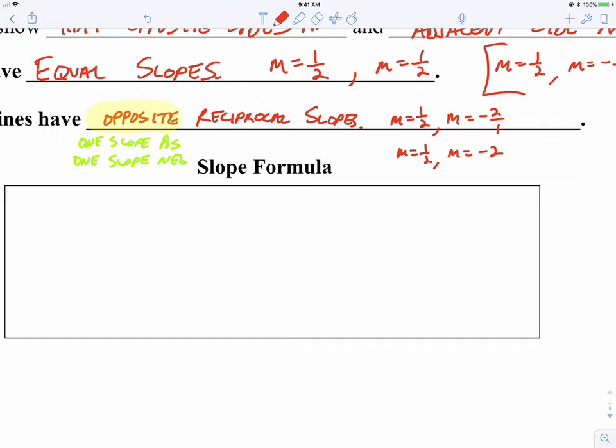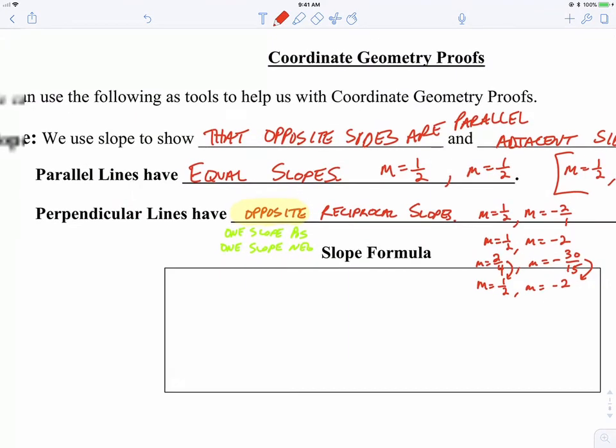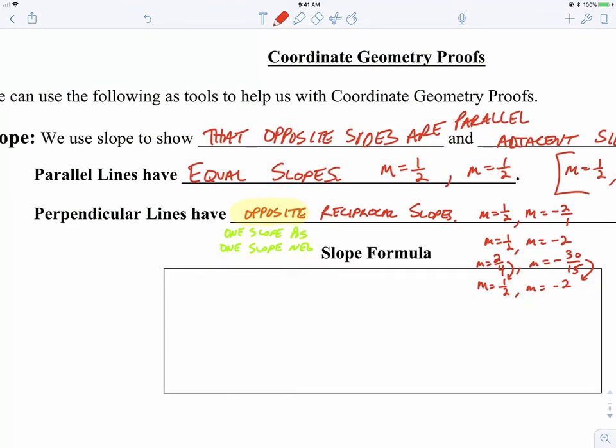Also keep in mind that you may see something like this. If I make this one negative, those are also opposite reciprocals. They might not look like it at first. You have to reduce your fractions. So if I reduce 2/4, I get 1/2. If I reduce -30/15, I get -2. So that's how you use slopes to decide if sides are parallel or if sides make 90-degree angles.